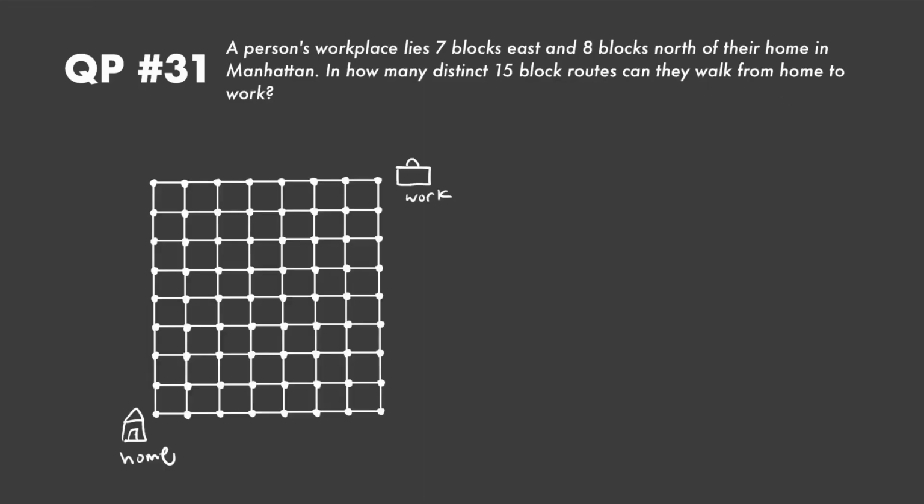So this is what I drew to model the problem. I have the home over here and work over here. You can see it's 7 blocks to the right and 8 blocks up. And now that I'm looking at it, it almost looks like an optical illusion. The dots are kind of flashing black and white, so I'm sorry about that.